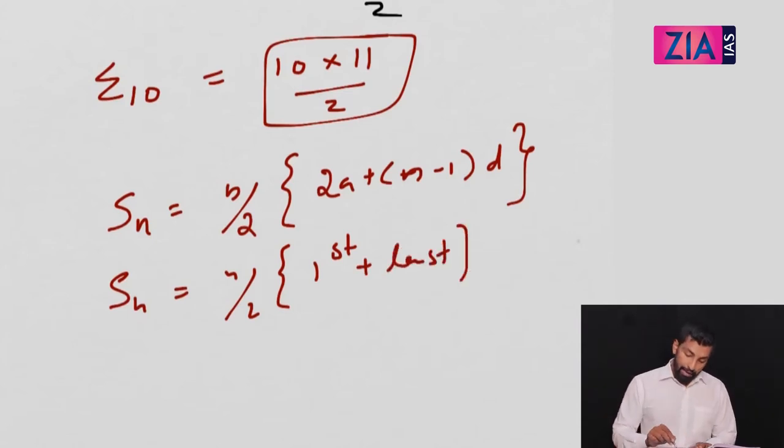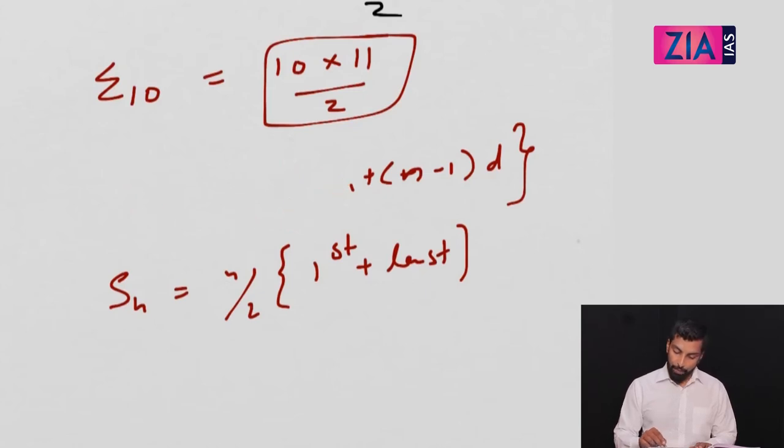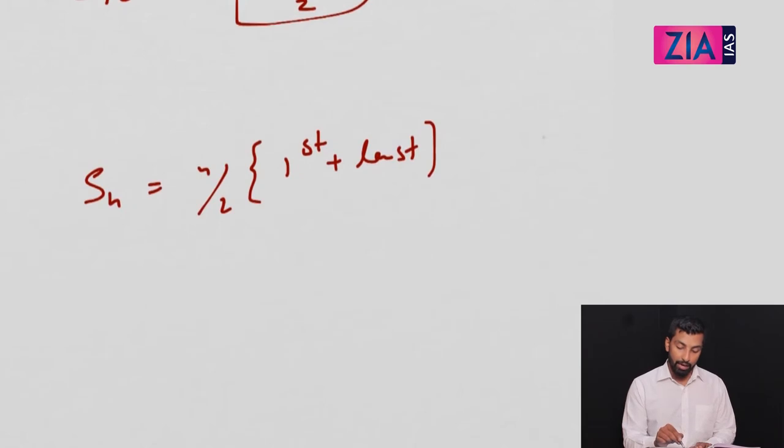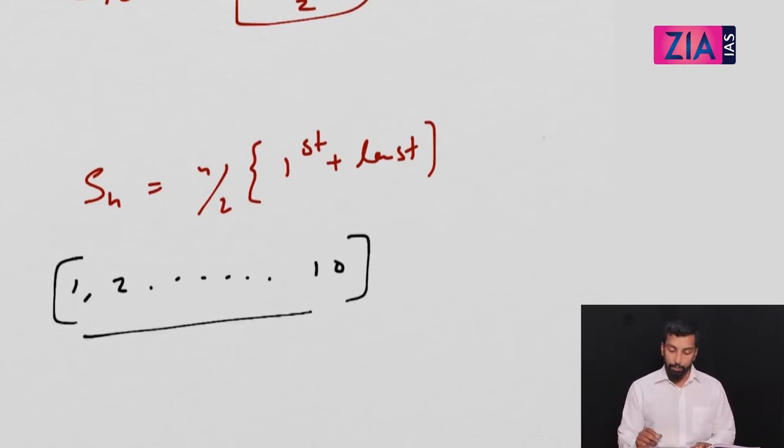Now let's forget about the first formula. I am going to apply the second formula because we know the first term and last term in this case, right? See, actually sum of first 10 natural numbers. Natural numbers will make an AP, we know that. So first 10 natural numbers means 1, 2, 3, 4, 5, 6 up to 10. So we know this is an AP. What they're actually asking you is the sum of this AP.